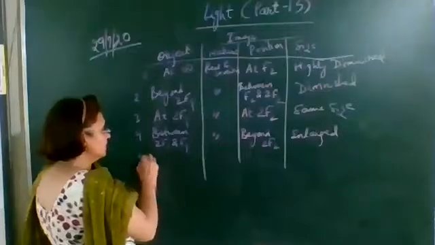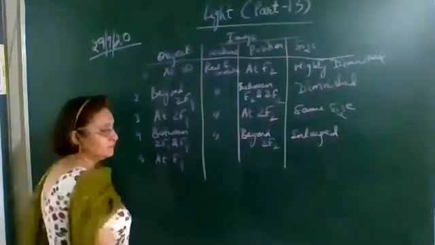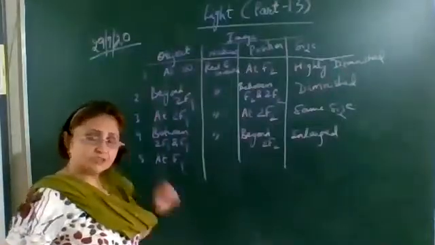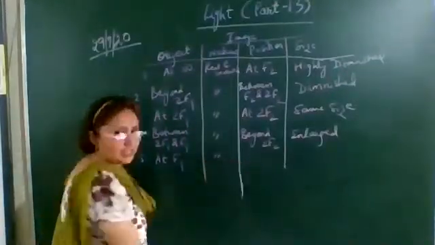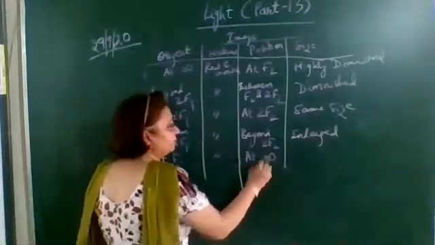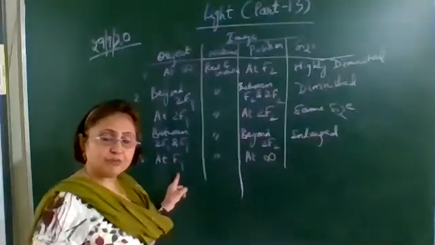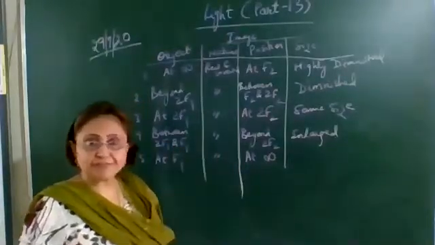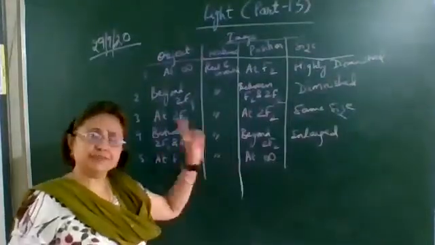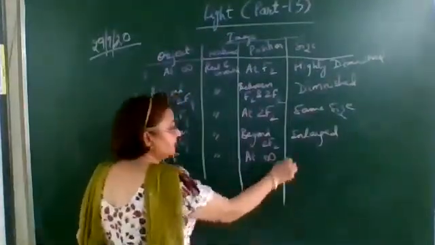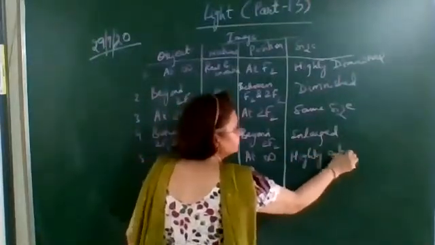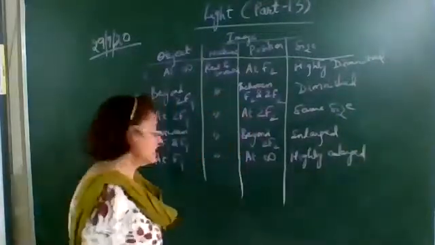The next position is placing the object at f1. The image will be formed very far away and these rays will actually meet at infinity. So the image is real and inverted and it is formed at infinity. When we place the object at f1, the refracted rays are parallel and they will meet very far away, that is at infinity. The image is much bigger than the object, so it is a highly enlarged image.